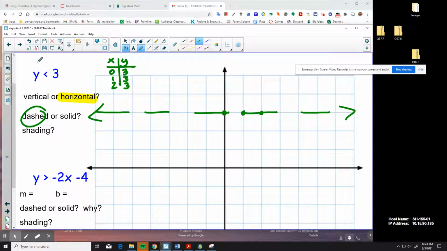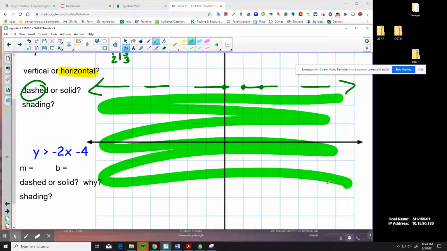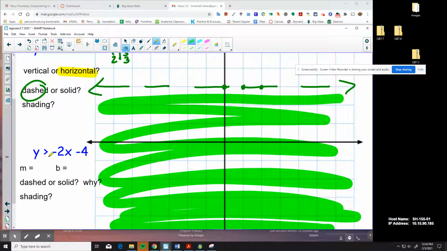So it's dashed. And then the shading. 0, 0 is right here, so I plug in 0. 0 is less than 3. That's true. 0 is less than 3. So we're going to shade below it. Right, and I'm going to do the other one. Let's switch colors so we can see a difference.